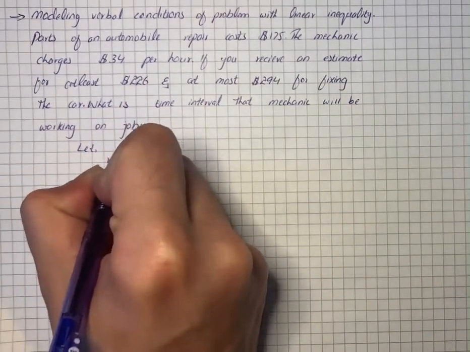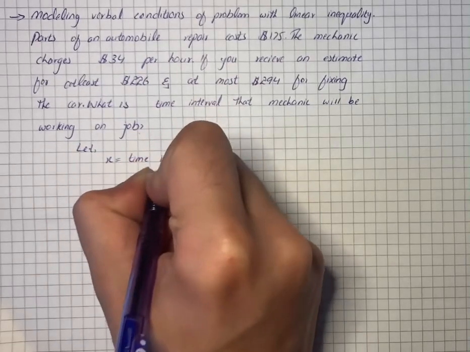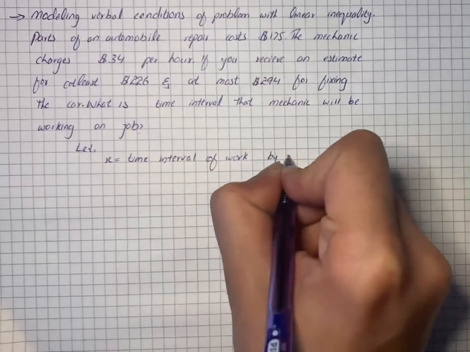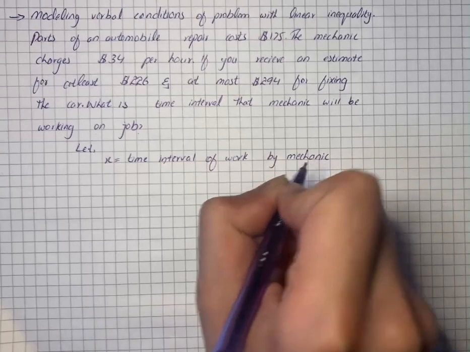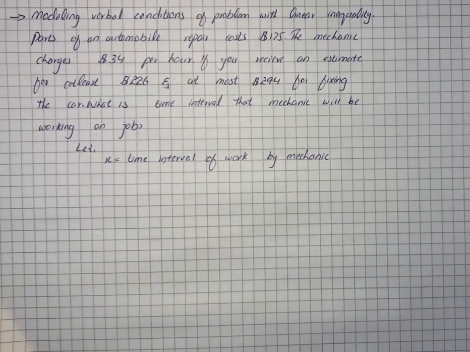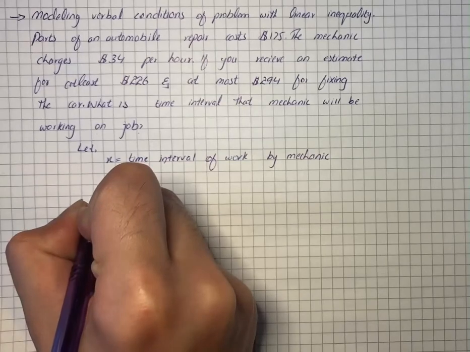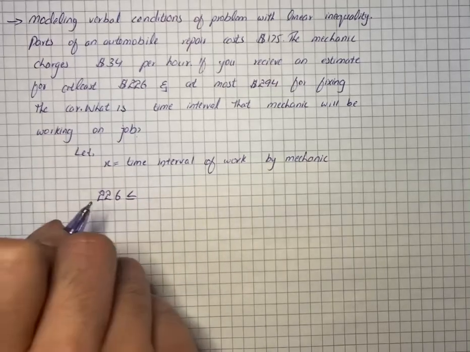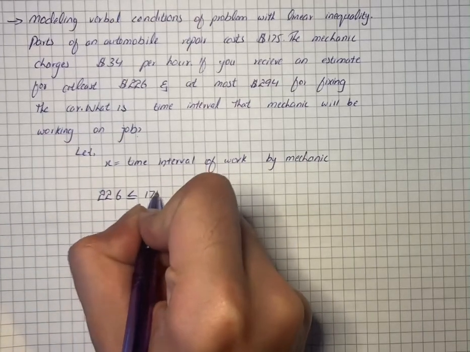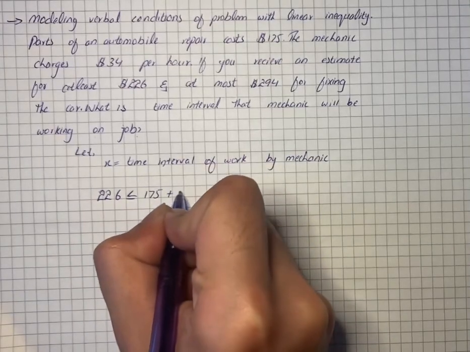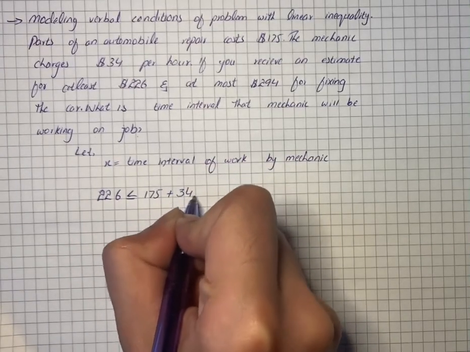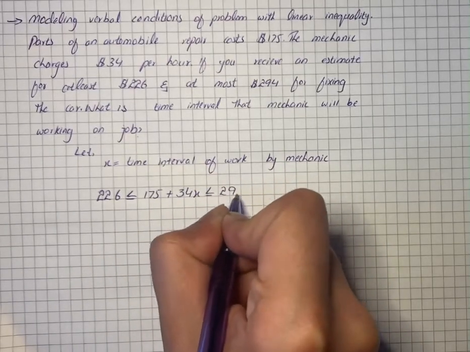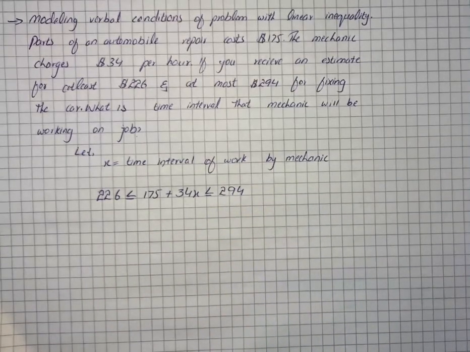So let's note that x should be equal to the time interval that the mechanic will be working. Let x equal the time interval of work by the mechanic. Now, by the given condition, we can formulate an inequality that says at least $226, right? Less than or equal to, that is the repair cost, $175 plus 34, that are the charges, and x is the number of hours, less than or equal to 294, that is at most for fixing the car.